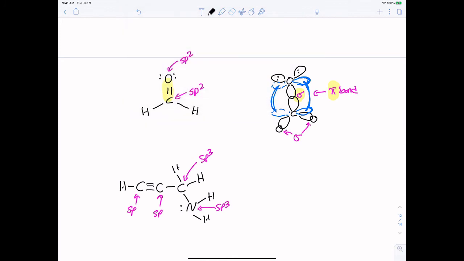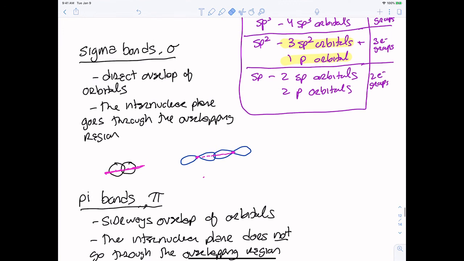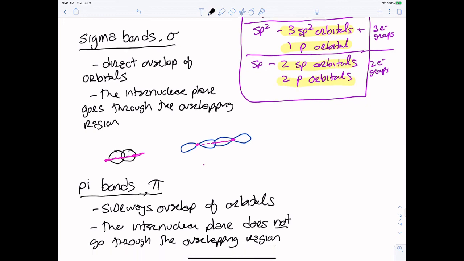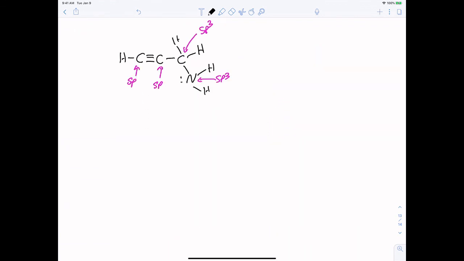Remember the sp hybridized ones, let's go back up. These guys are going to have two sp orbitals and two p orbitals. So I'm going to start with the sp3 hybridized carbon. Remember, sp3 is tetrahedral, so I do want to try to draw a tetrahedral, right? I'm going to have two in the plane. I'm going to have one coming out and one going back.